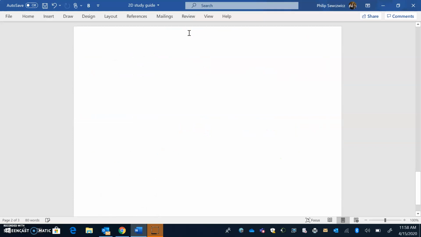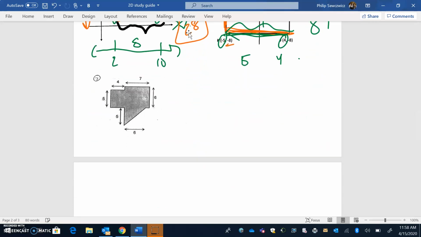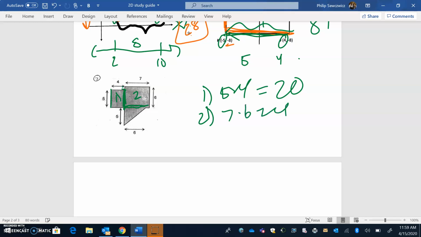All right. And then question 7 here. We're going to chop. So I'm going to go straight up and down. All right. I can see my rectangle there. I'm going to call this region 1. So that's 5 times 4, hello, 20. I'm going to chop. Call this region 2. You can see your rectangle. 7 wide, 6 tall, 7 times 6, 42.